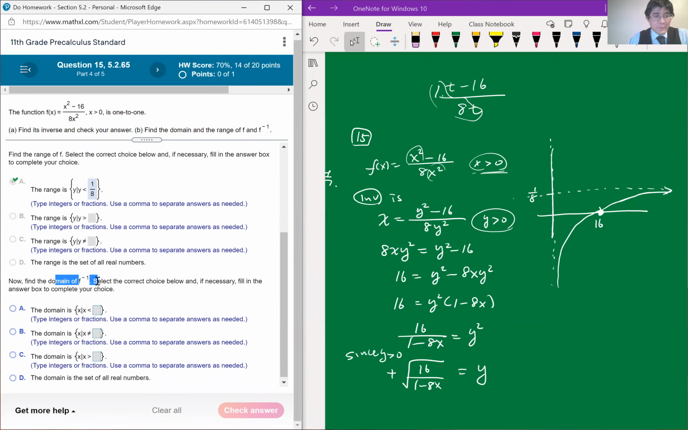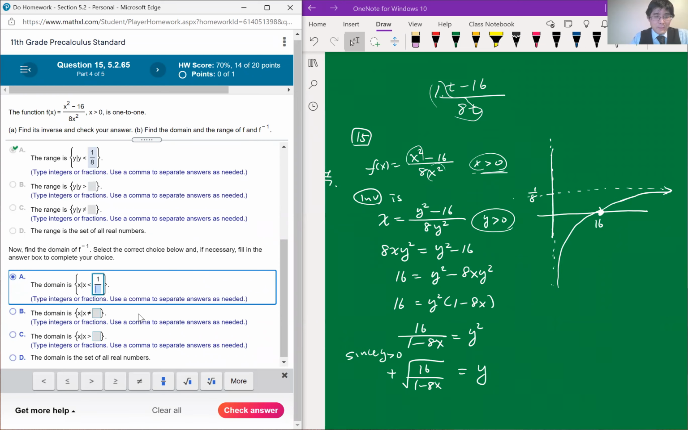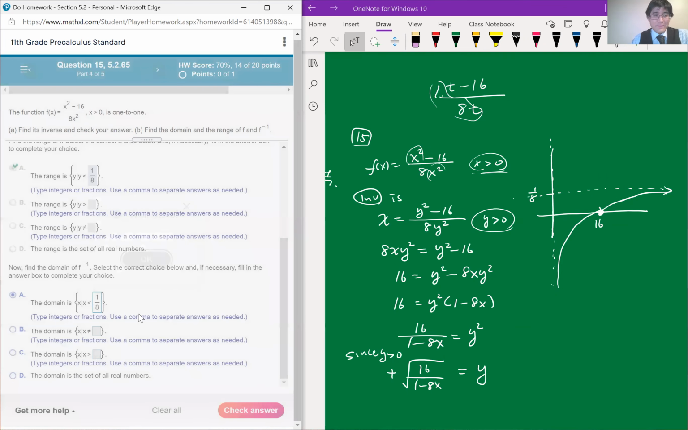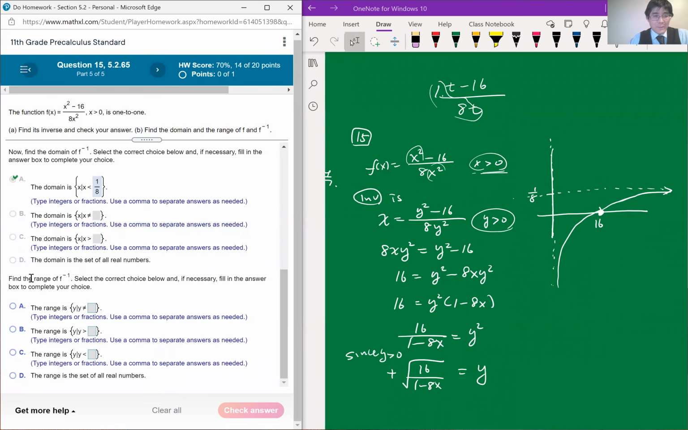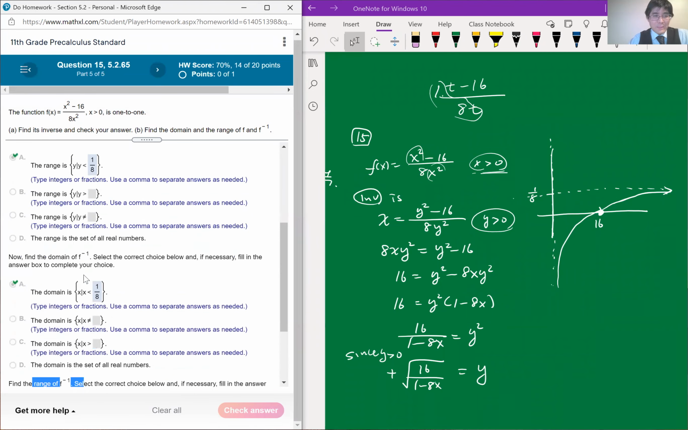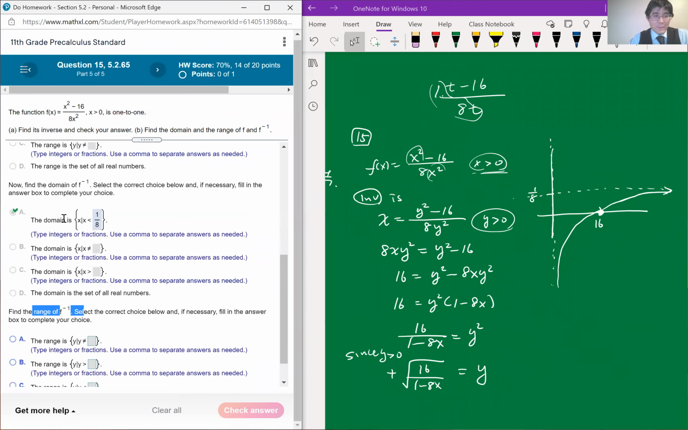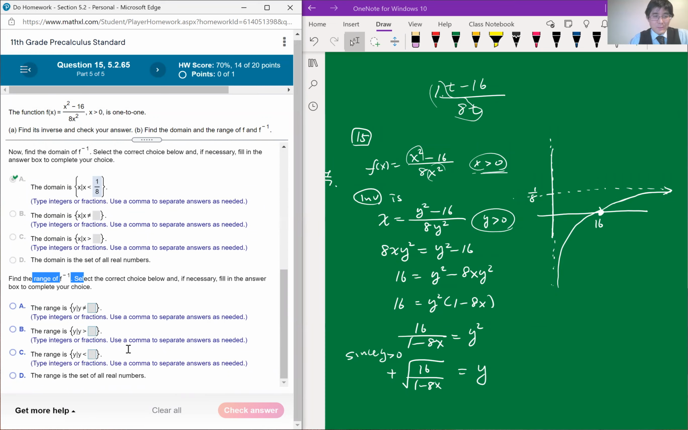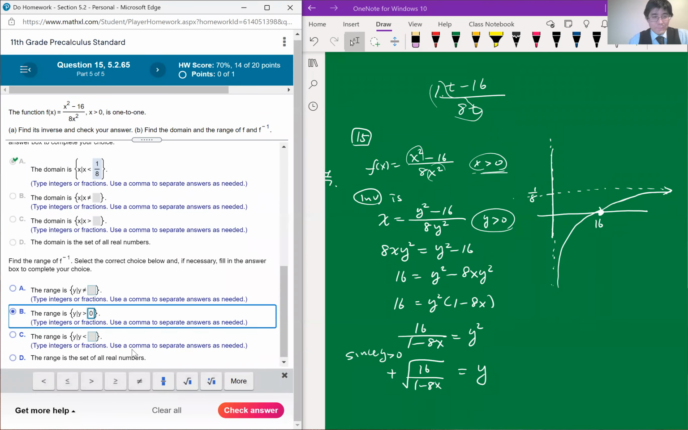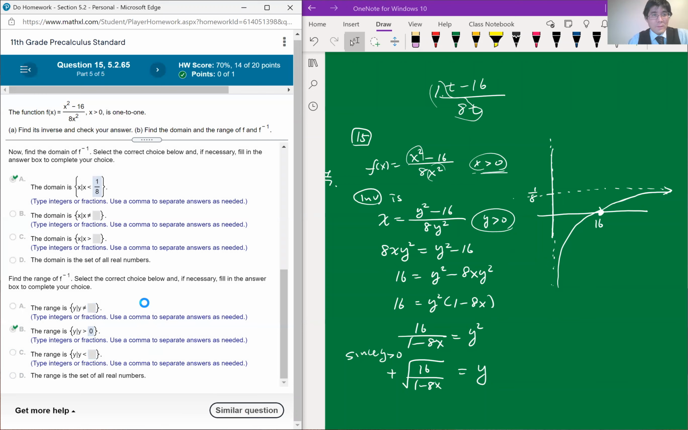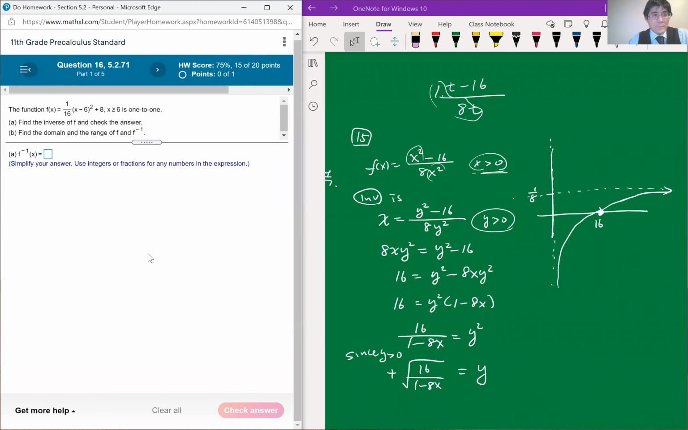Now the domain of f inverse is the same thing as the range of the original function. So I'm going to just copy the previous answer. And the range of f inverse is the same thing as the domain of the original function. So y should be greater than 0. Okay.